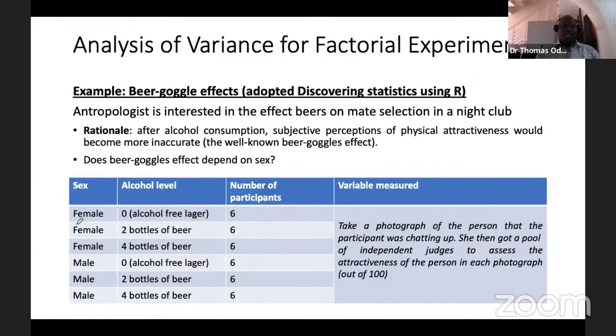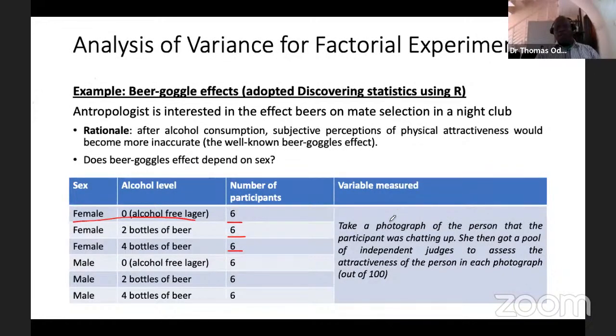You get 6 females, you give them what you call alcohol-free lager. It looks like alcohol, everything, the ingredients, but it's 0% alcohol. So this is like the control. You get 6 women in that category. You get females, give them 2 bottles of beer. In that category, you get females, give them 4 bottles of beer. And then you do the same for men.